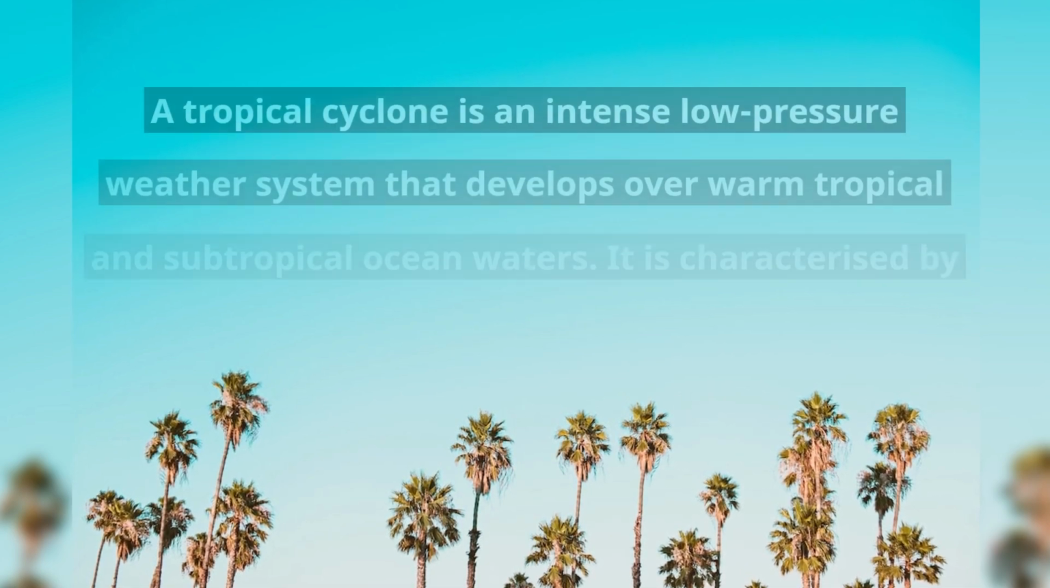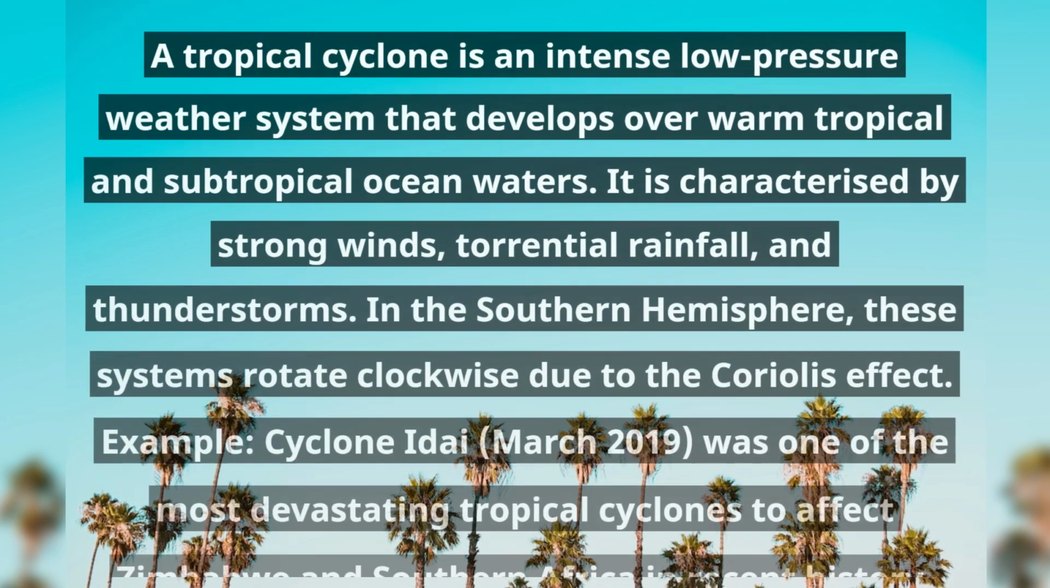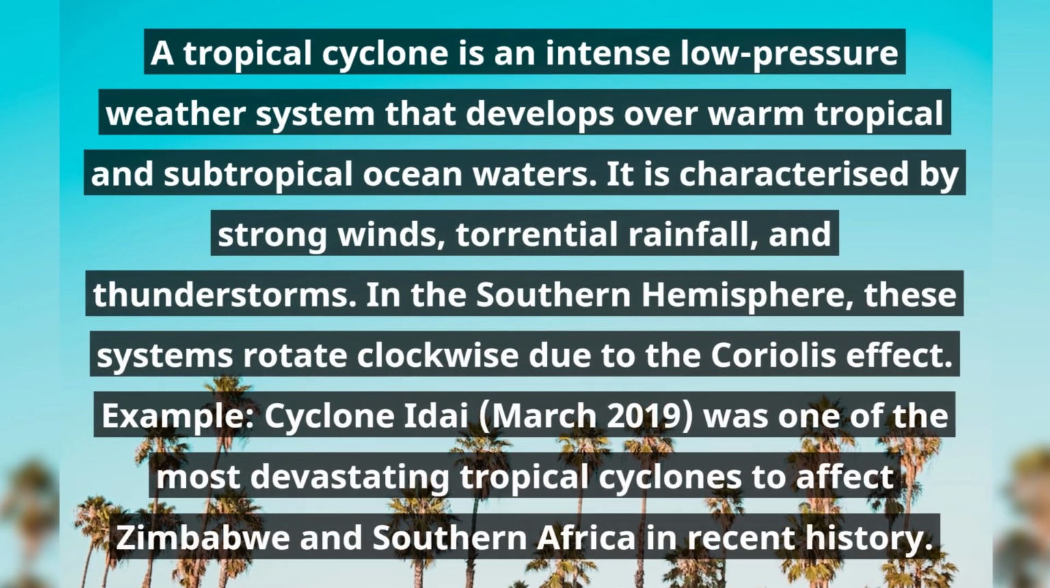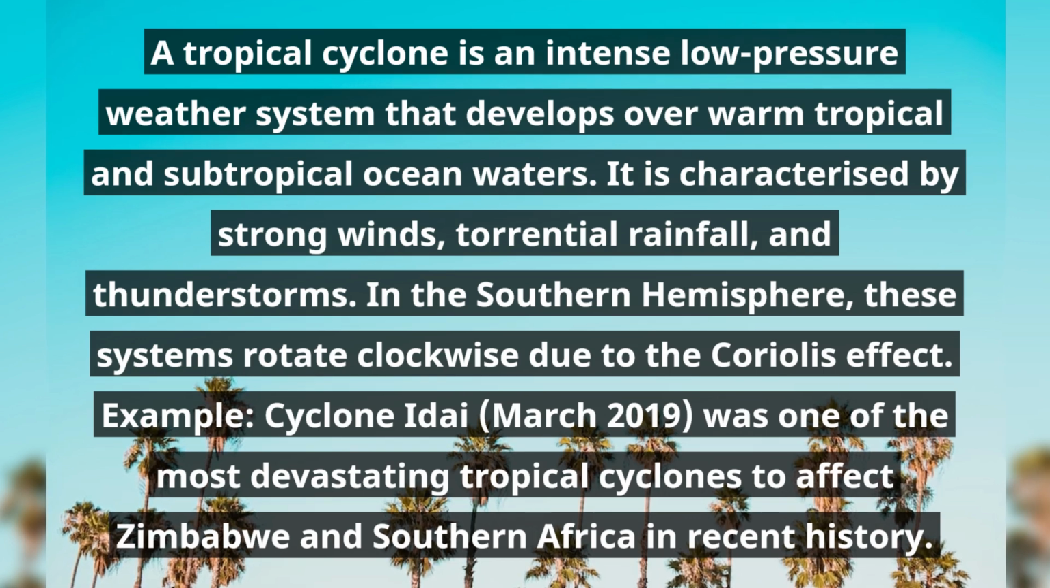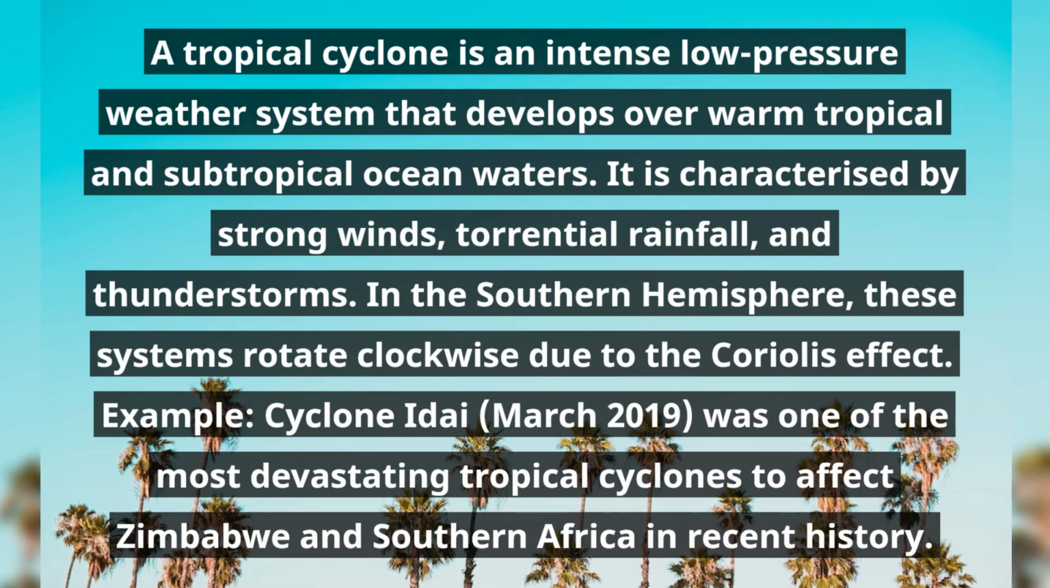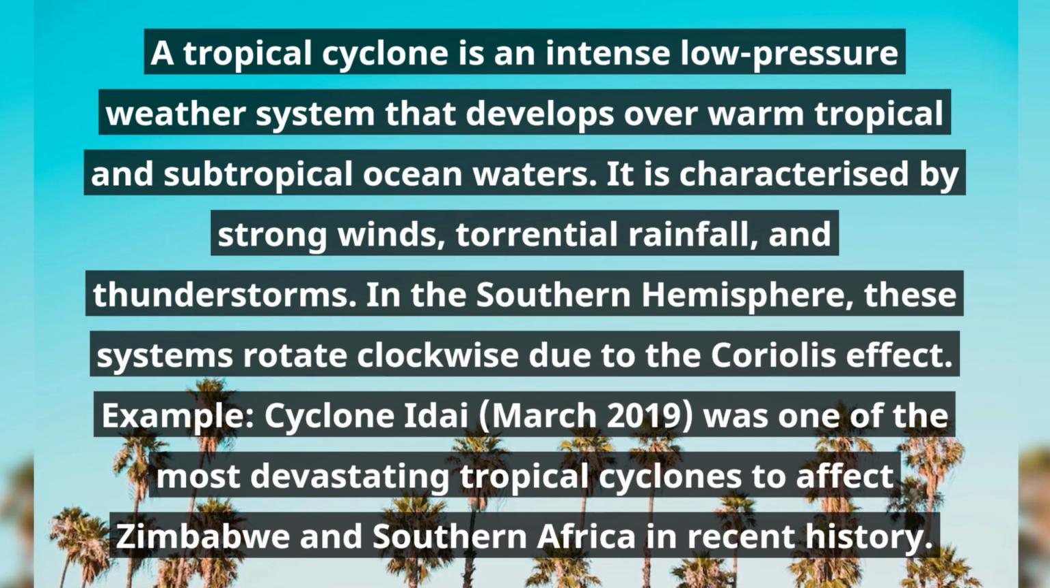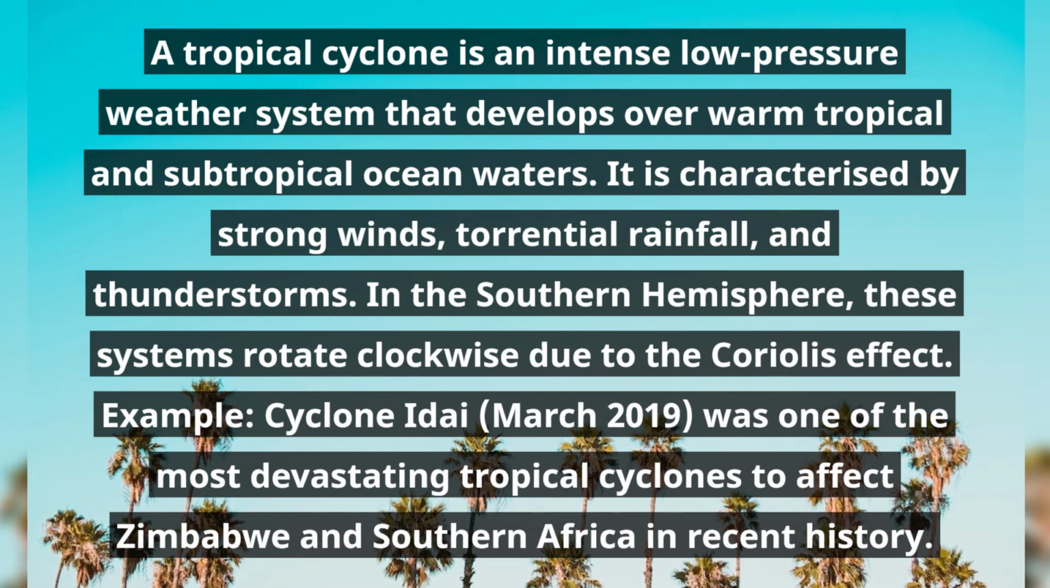A tropical cyclone is an intense low-pressure weather system that develops over warm tropical and subtropical ocean waters. It is characterized by strong winds, torrential rainfall, and thunderstorms. In the Southern Hemisphere, these systems rotate clockwise due to the Coriolis effect.